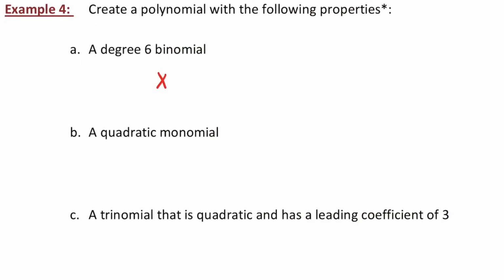So if I'm creating some polynomials that have these properties, if I want a degree 6 binomial, I need 2 terms, and then my term with the highest degree has to be degree 6. There's really an infinite number of options here. If I want a quadratic monomial, quadratic means it needs to be degree 2. Monomial means one single term, so let's do 7/3 x to the second.